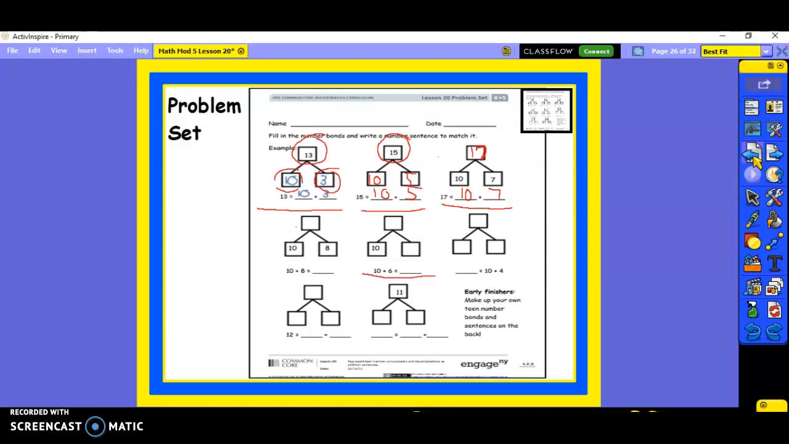When you look at your number bond, what are you missing? Are you missing your whole? Are you missing your parts? The ones at the bottom are really cool because you get to do your own thinking. 11 is your whole. You have to figure out your parts on your own. And look at this one. 12 is your whole. 12 equals. You get to figure out your own parts and your whole on that number bond.